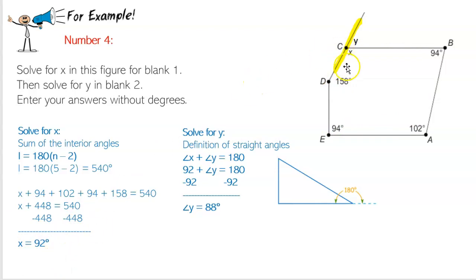You could check your work by plugging 92 degrees in right here and see if they all add up to 540. The next step, so that's for blank 1, you have to find this. Just write in the number 92, no degree sign. And then the measure of angle x plus y equals 180 degrees. So we have x plus y equals 180. We know that x is 92, so 92 plus y equals 180, and we're going to subtract 92 from each side, and we get the measure of y is 88 degrees. Again, just put in the number of your degrees without the degree symbol.